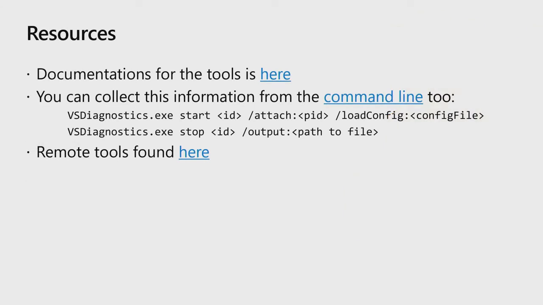The documentation for the tools that are available is at that link. You guys will have access to these slides afterwards. But to collect remotely, you would use the command line tool that we ship with VS, or you can download with the remote tools. If you're familiar with the remote debugging tools, it's that same set of tools. That's the same download. You'll get this VSDiagnostics.exe, and that same loop just happens from the command line.